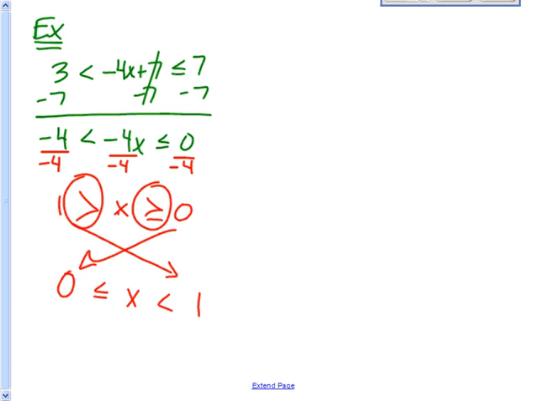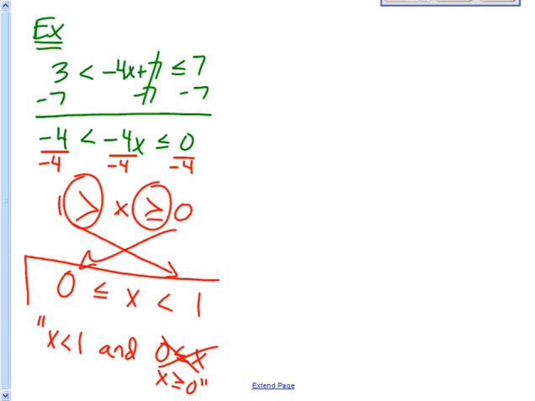Or I'm sorry, I said that wrong. X is less than 1, and x is greater than or equal to 0 is how we say that. So here's our solution, and then we go ahead and graph that. It looks like 0 is included. You notice that it's filled in, right here. I'll do it in black. You notice it's "or equal to" that 0.